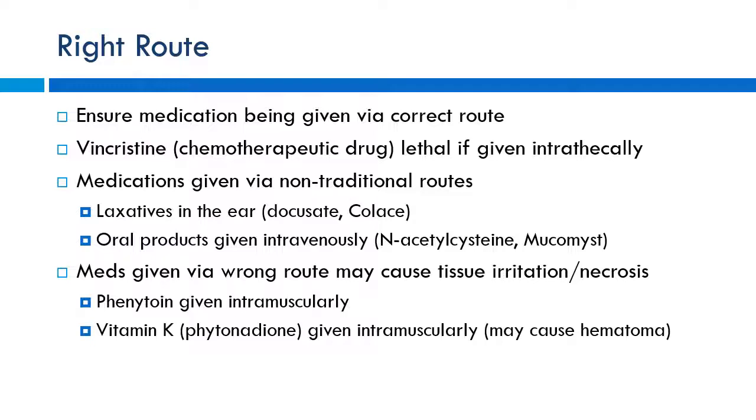You can run into some issues if you give meds via the wrong route. You can cause tissue necrosis and damage. For instance, if I give an anti-epileptic called phenytoin intramuscularly, that can cause some pretty significant tissue damage and necrosis to occur. Vitamin K, or another name for that is phytonadione, if you give that intramuscularly, that can also cause a hematoma. So again, the right route needs to be maintained there, giving things via the correct route that you intend.